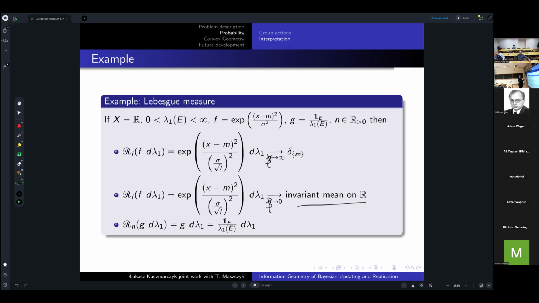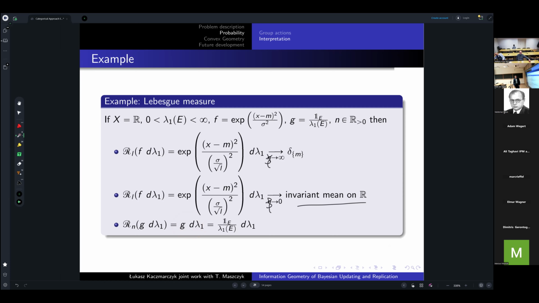But if you take an arbitrary set of finite level, then the density of this measure is simply the characteristic function of this set divided by its measure. It gives us, of course, a probability measure. And if you replicate it on and on, it will not change. Because it will not change, it is a fixed point of the replication process.